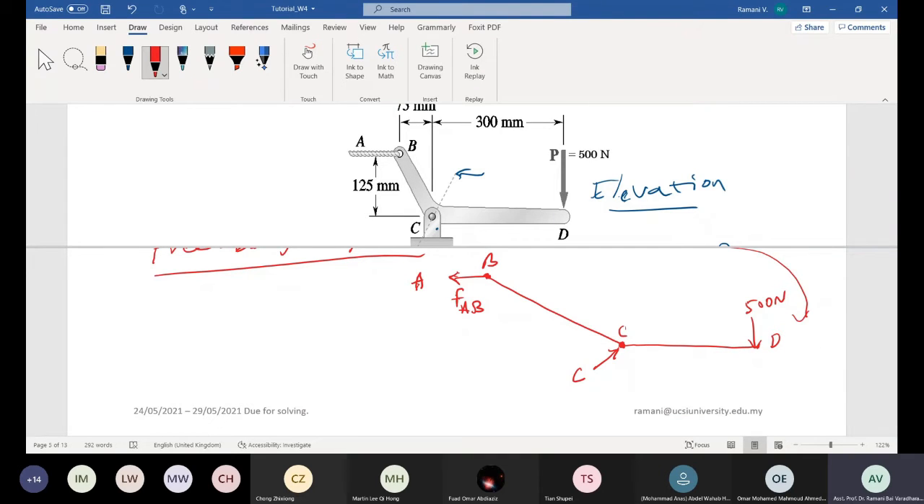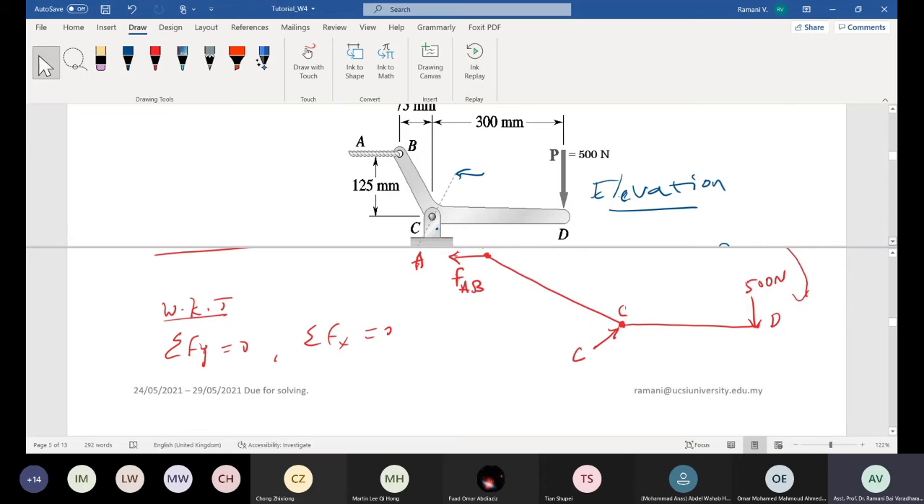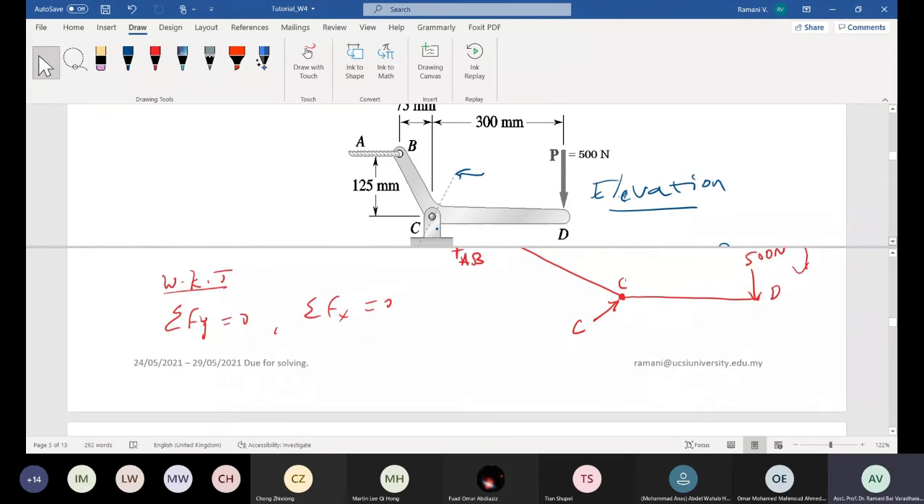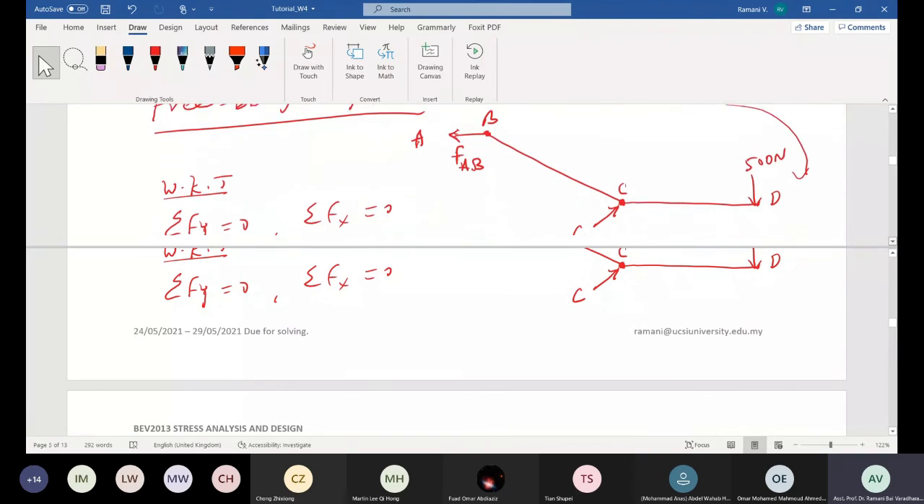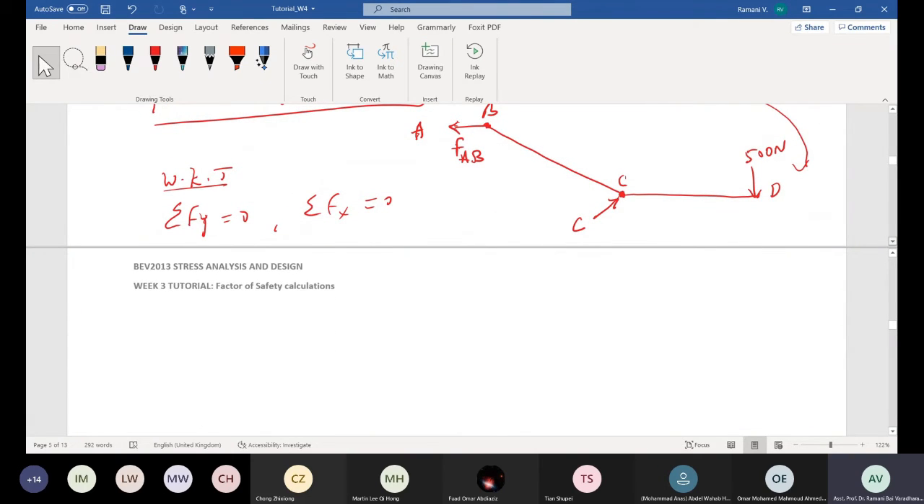Now moving on, to find the reaction we use simple equilibrium equations, right? Mechanics of solids gives you the equilibrium equations, so we know that by applying sigma Fy equal to 0, and sigma Fx equal to 0 and so on, right? If you apply these equations, you are able to answer this question. Let's take one by one. I put this diagram here, right? Okay. Now let's take the sigma Fx.